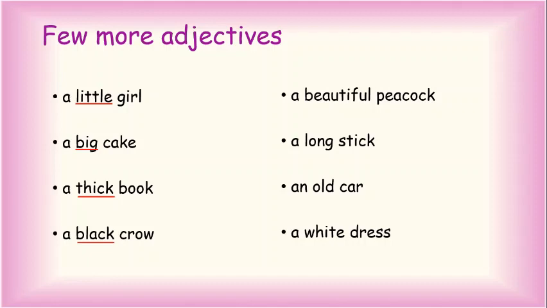A beautiful peacock. Peacock is a bird that is very beautiful. So which word describes the peacock? The word beautiful describes the peacock. It tells us more about the noun peacock. So beautiful is an adjective. A long stick. Can you tell me the noun? The noun here is stick. And how is the stick? The stick is long. So the describing word or adjective is long.